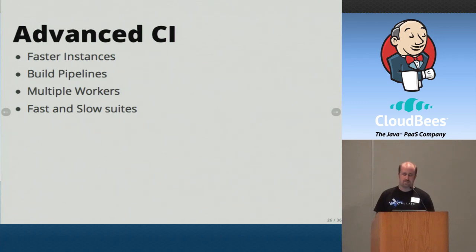Build pipelines are awesome for breaking your build up, multiple workers, of course, and fast and slow suites. With fast and slow suites, you want to hesitate before you break your tests into this, because what happens is you end up with a fast suite where your good tests are that you run all the time, and a slow suite that no one ever looks at and goes red pretty quickly. So you're pretty much deleting all of your slow tests when you do this.